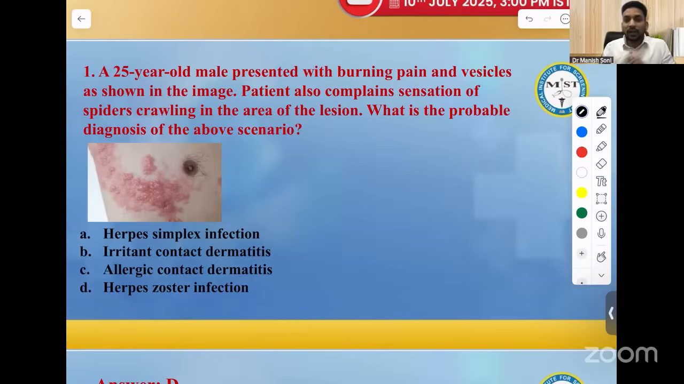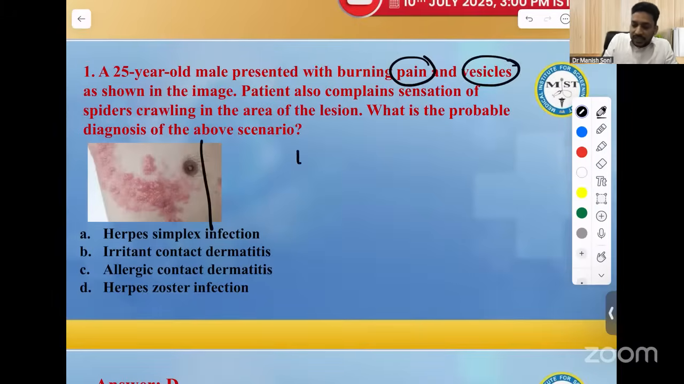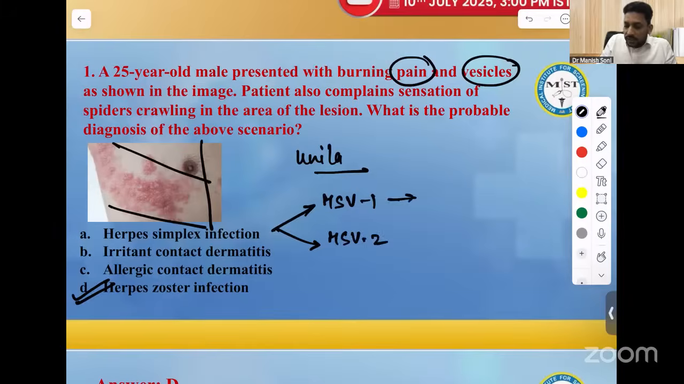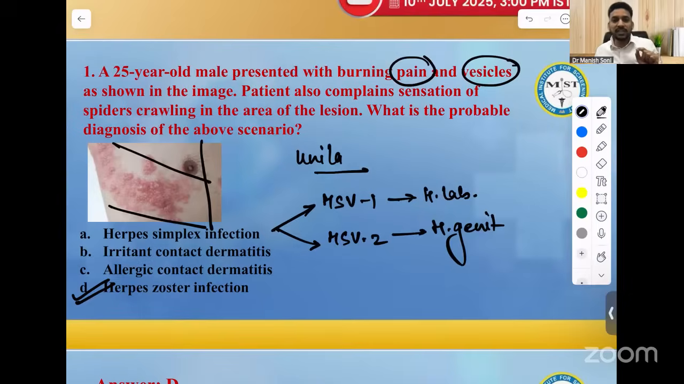Now, as you can see, what are the important clues in this question? First of all, pain, vesicles. In the image, it is shown only on one side, that is unilateral, and they are along a particular nerve segment. So this is a case of herpes zoster infection. Why is it not herpes simplex? It is not herpes simplex because herpes simplex is of two types, type 1 and type 2. Type 1 causes herpes labialis and type 2 causes herpes genitalis. And here the lesions are not around the lips and not around the genitals. So it is not herpes simplex infection.